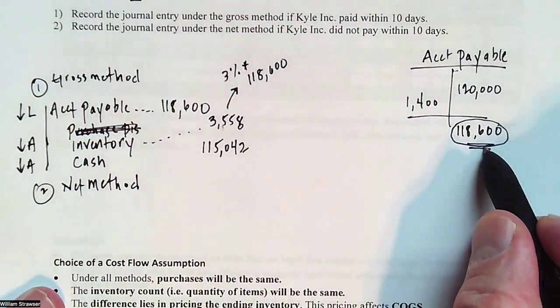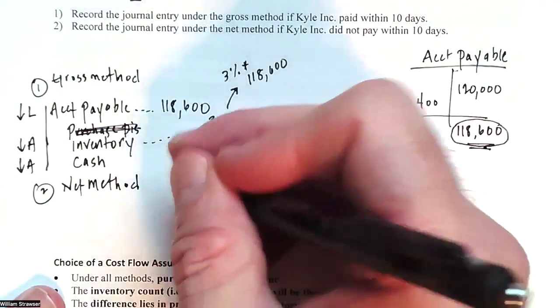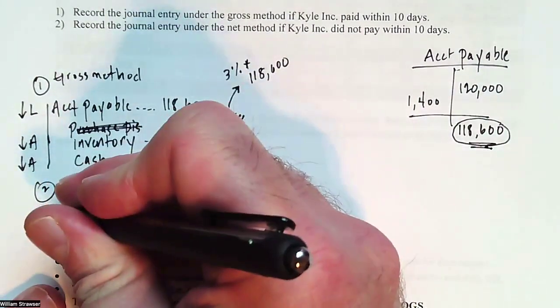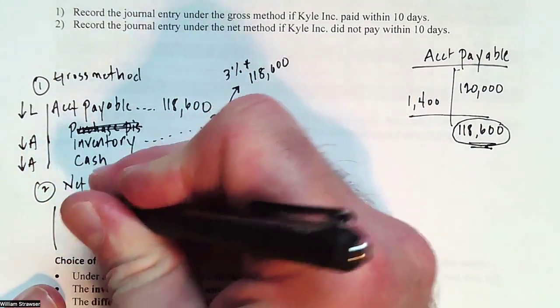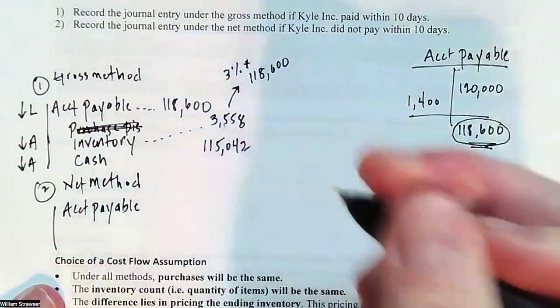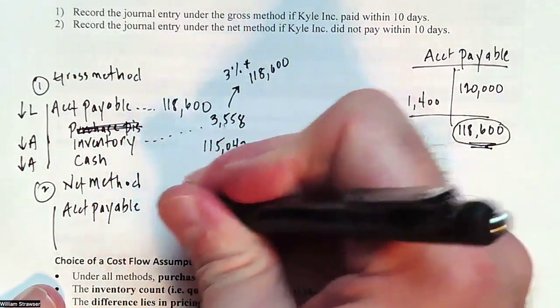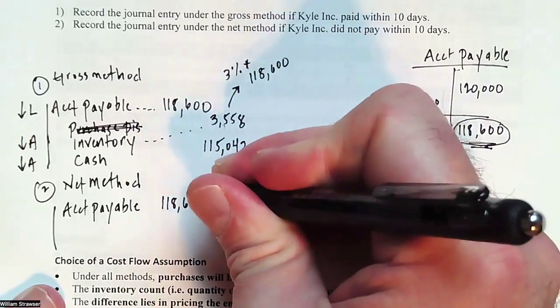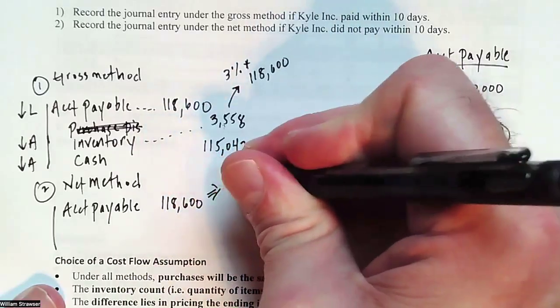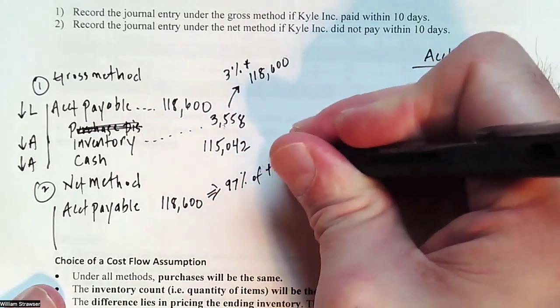Now, under the net method, this $118,600 would be considered net of discount. So this account payable, because it would have been recorded net of discount, is actually 97% of the full price.